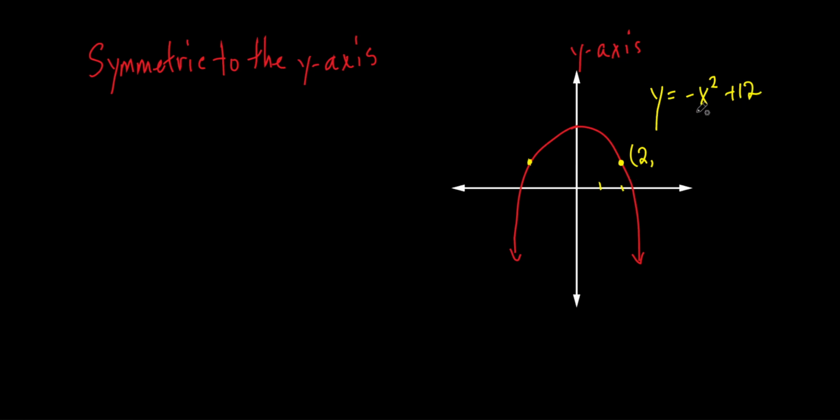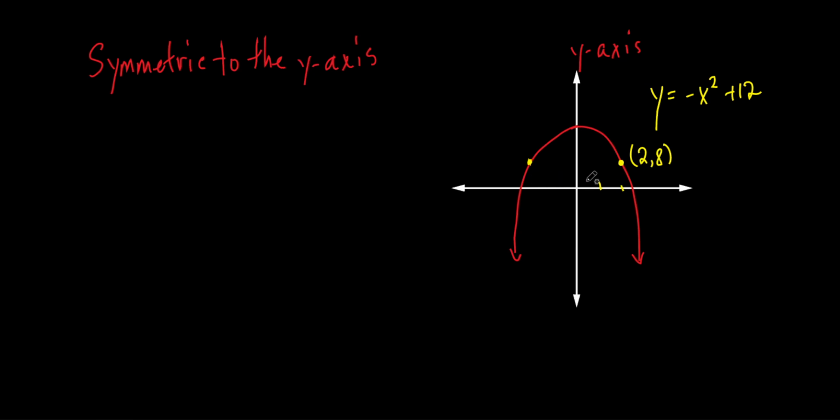All right, so let's put it in there. Let's put a 2 in for this. So 2 squared is what? 4. This makes it -4. -4 plus 12 is 8. So what is that point? It's 2, 8. It's obviously not drawn to scale, but it's okay.